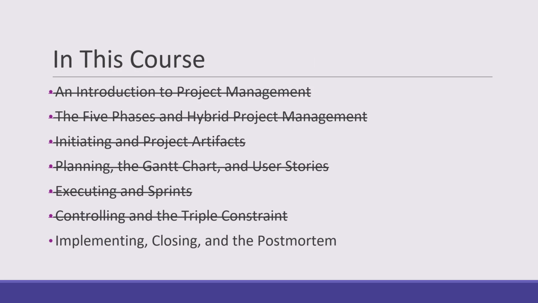Now that we have covered the controlling phase, the triple constraint, and common issues in controlling projects, we can move on to the implementing phase. As we have ensured our work is sufficient in the controlling phase, we can discuss implementing that work, communicating the changes, and reflecting on the project as a whole after it is complete. We will cover all of that and more in our next video.